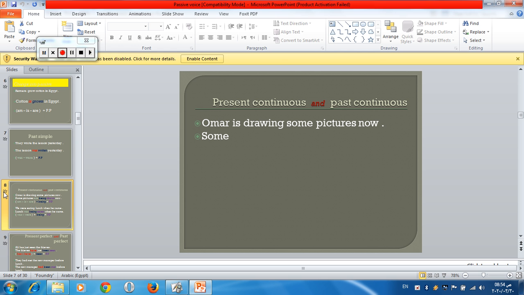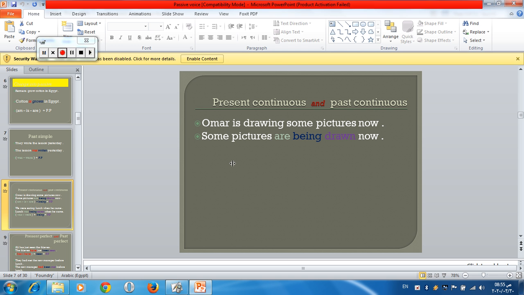Some excellent pictures. So I started with the direct object: some pictures. Excellent. Because we have "is" here, change it into "are" because this is plural. "Are" what? Yes, excellent. Bring the verb to be, "being." So, some pictures are being drawn now. You can say "by Omar," or you don't need to do so. And a full stop, of course. Some pictures are being drawn now.